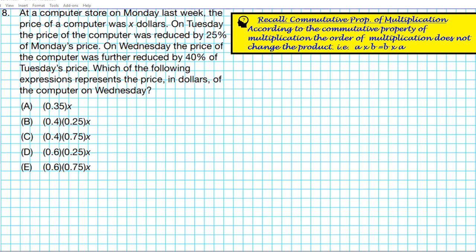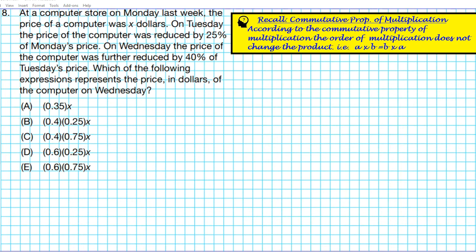Alright, let's take a look at question 8. It reads, at a computer store on Monday last week, the price of a computer was X dollars. On Tuesday, the price of the computer was reduced by 25% of Monday's price. On Wednesday, the price of the computer was further reduced by 40% of Tuesday's price. Question: which of the following expressions represents the price in dollars of the computer on Wednesday?